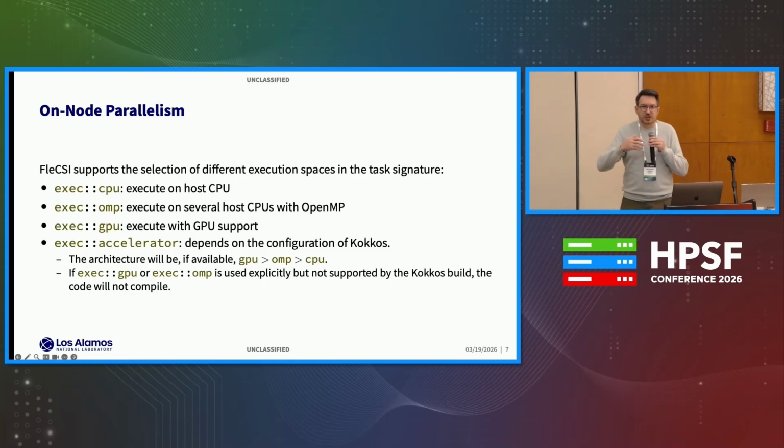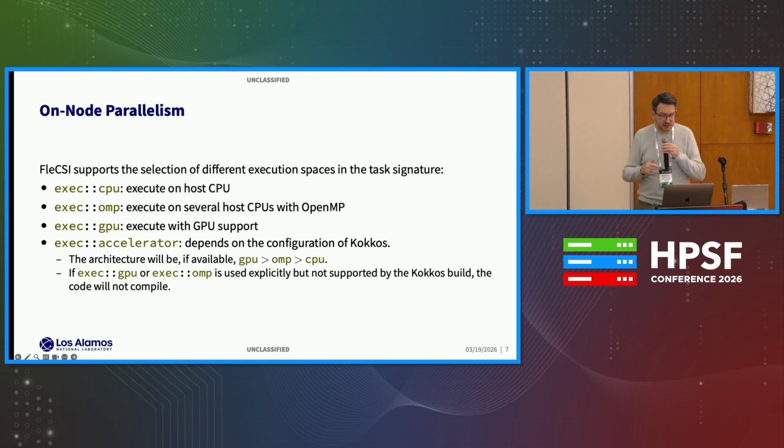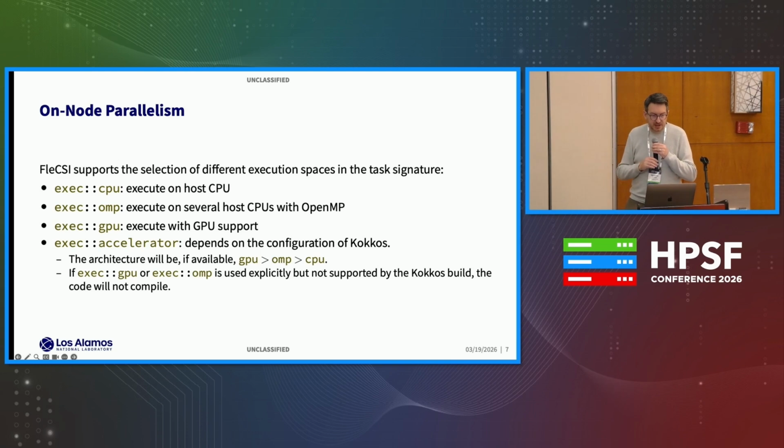Now, the selection of the execution space actually happens at compile time. When you define the task, you add it to the task signature to say what execution space my kernels are going to be launched in. And so you have the choice between these four.